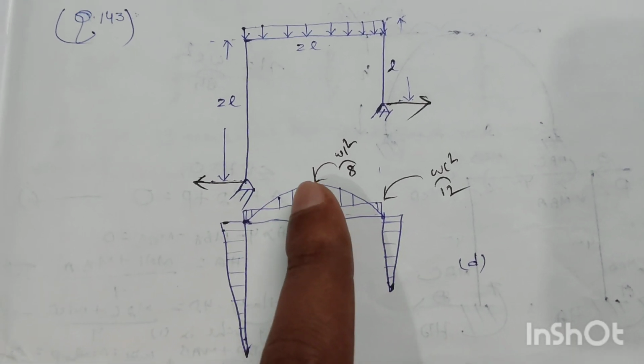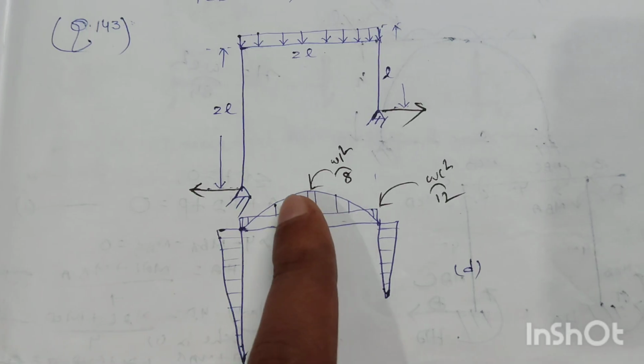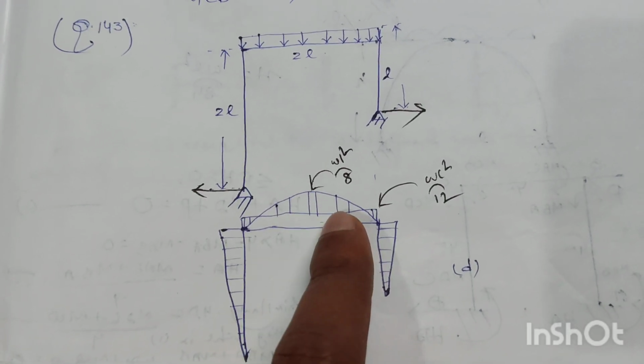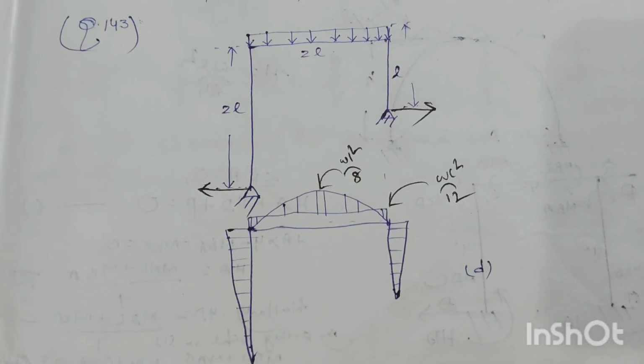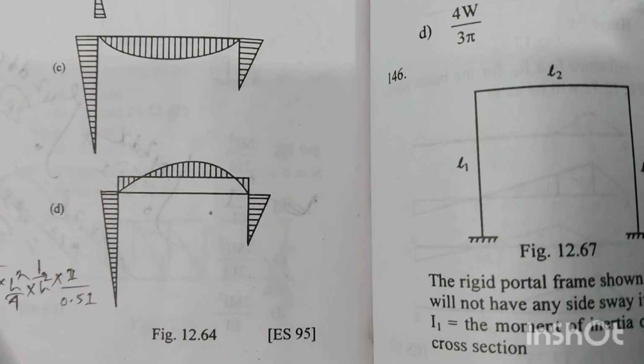Now the superimposed bending moment diagram from these two bending moment diagrams is our actual bending moment diagram for this portal frame. Option D is the right answer.